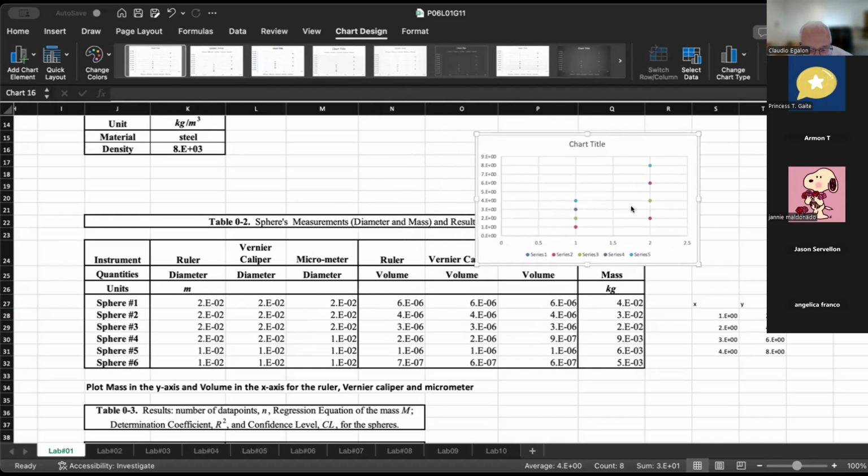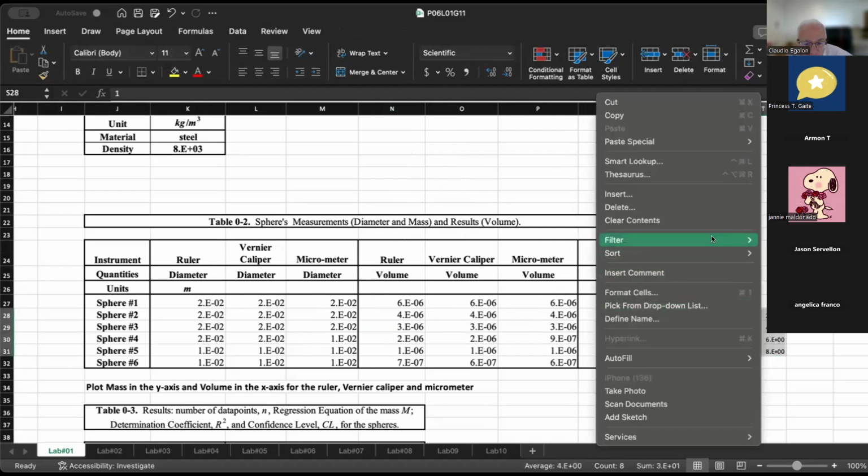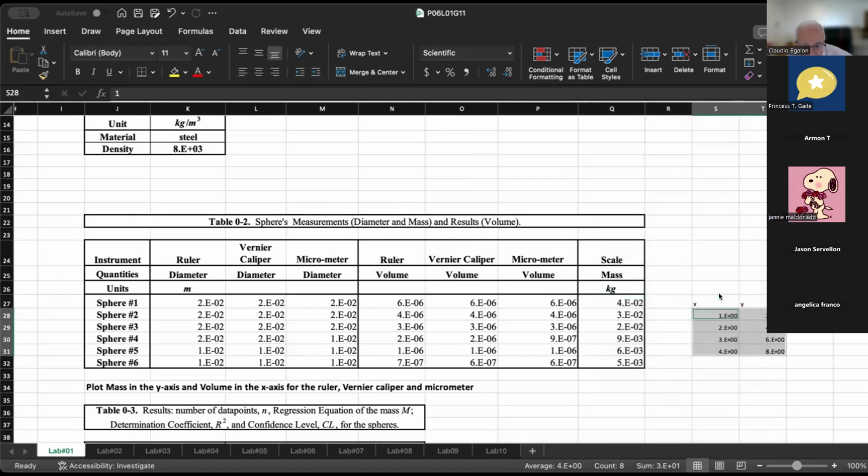Let me see. Let's try one more thing. Delete this chart. Highlight those numbers, all of them. Right click, but keep them highlighted. Now format cells.